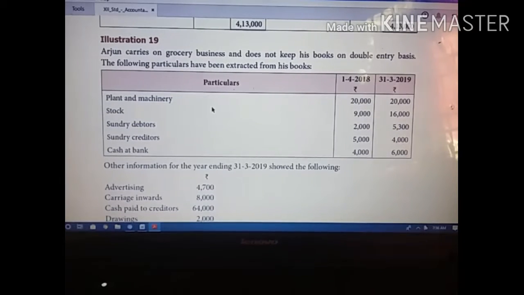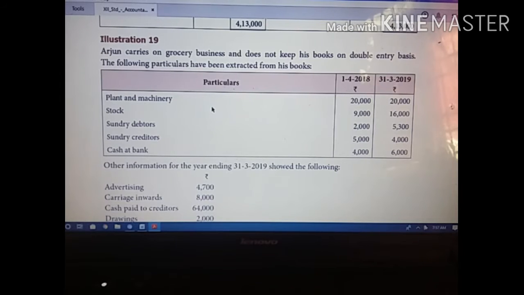If you are preparing a trading account, then we can easily prepare the P&L, so there is no problem. Then the balance sheet. For the balance sheet, capital is very important. If capital is missing, you have to find out the capital through the statement of affairs. Normally, we have to find out the opening capital of the concern, so opening capital is very important.